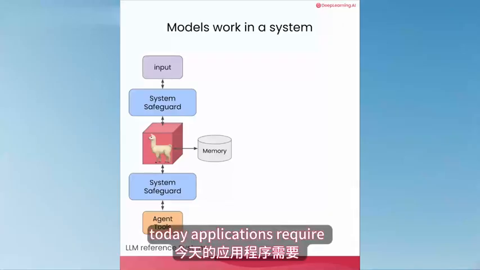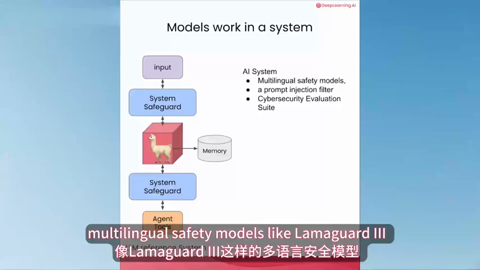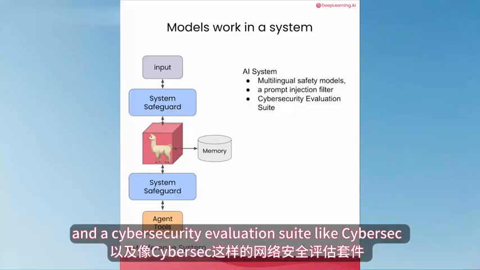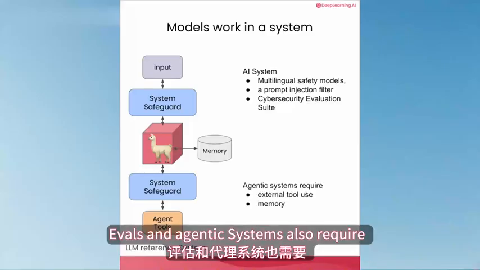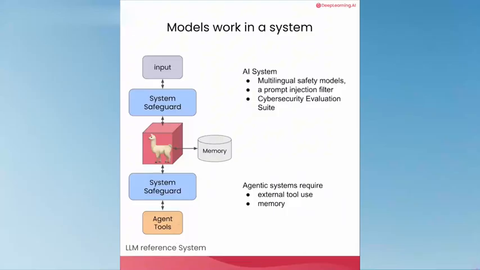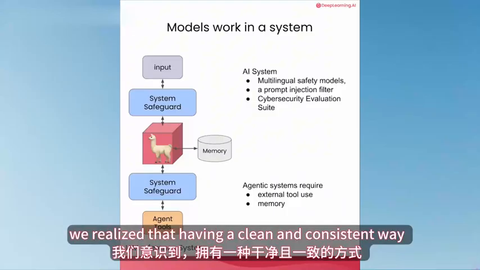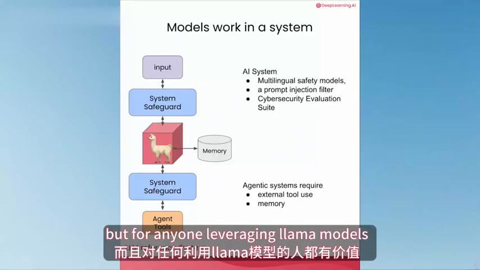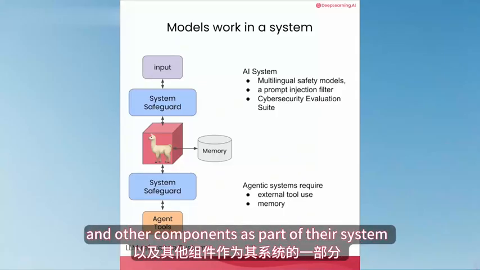Today, applications require multilingual safety models like LlamaGuard 3, a prompt injection filter like PromptGuard, and a cybersecurity evaluation suite like CyberSec Evals. And agentic systems also require external tools like search and code execution, as well as memory. While building a reference implementation, we realized that having a clean and consistent way to interface between components could be valuable not only for us, but for anyone leveraging Llama models and other components as part of their system.